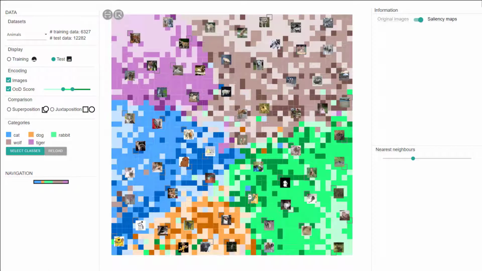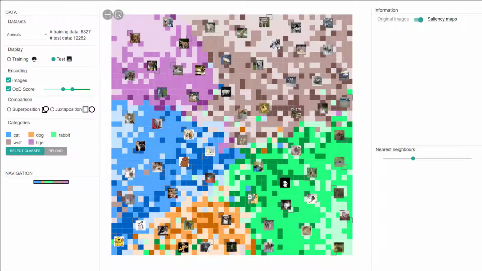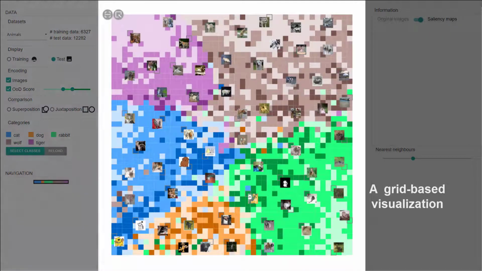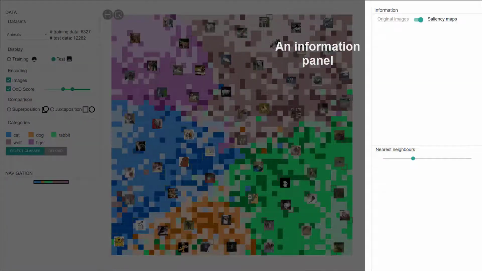To tackle this problem, we develop OoDAnalyzer for interactive analysis of out-of-distribution samples. Our system consists of 3 views: a control panel that helps explorations, a grid-based visualization that illustrates OOD samples in context, and an information panel that shows image and saliency map representations.